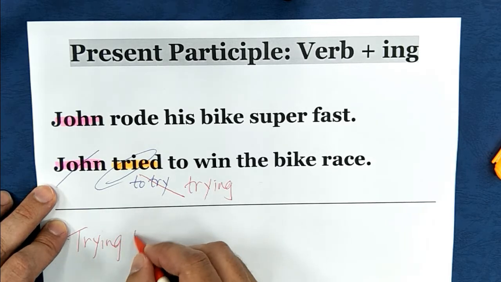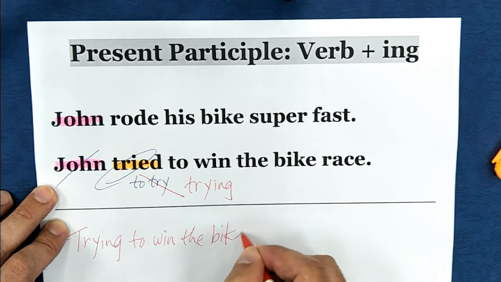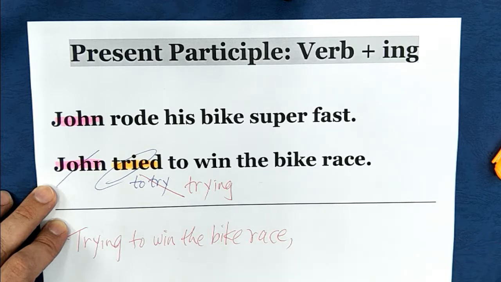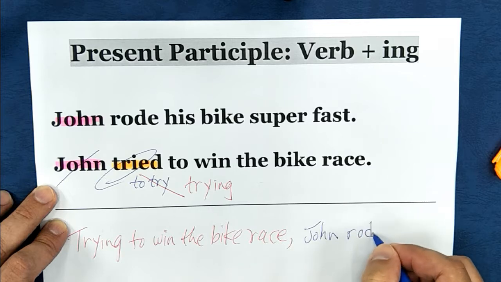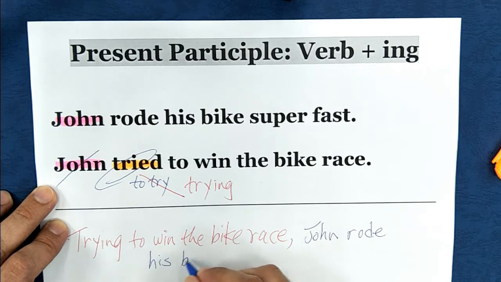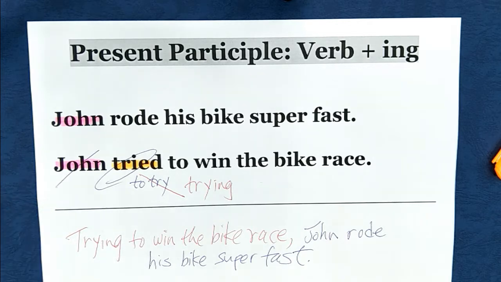Trying to win the bike race, comma, John rode his bike super fast. There. I have successfully combined both these sentences using a present participle phrase. Trying to win the bike race, John rode his bike super fast.